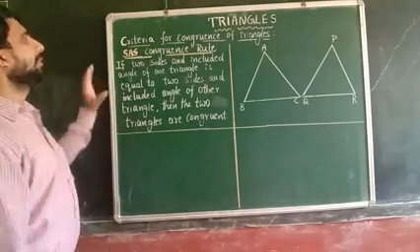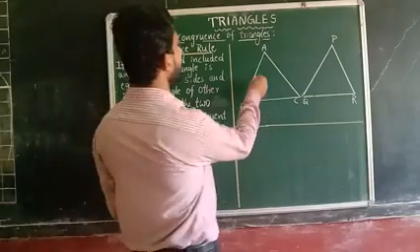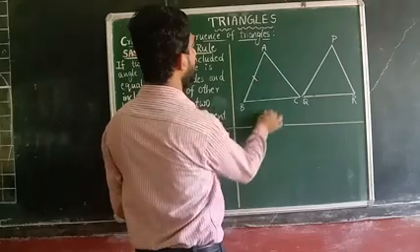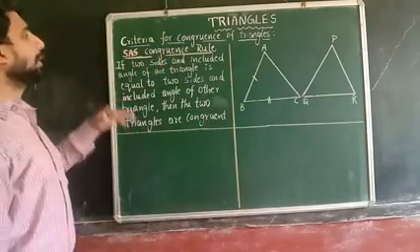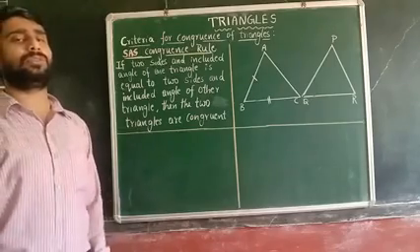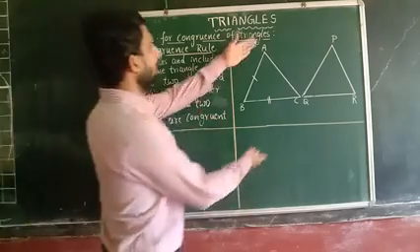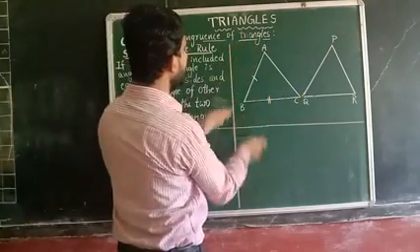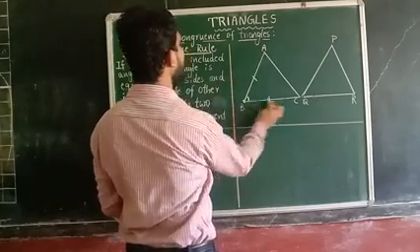That means, take two sides of a triangle, I will take these two sides AB and BC. And included angle means what? The angle made by those two sides. Where do these two sides meet? At the vertex B. The included angle is angle ABC.